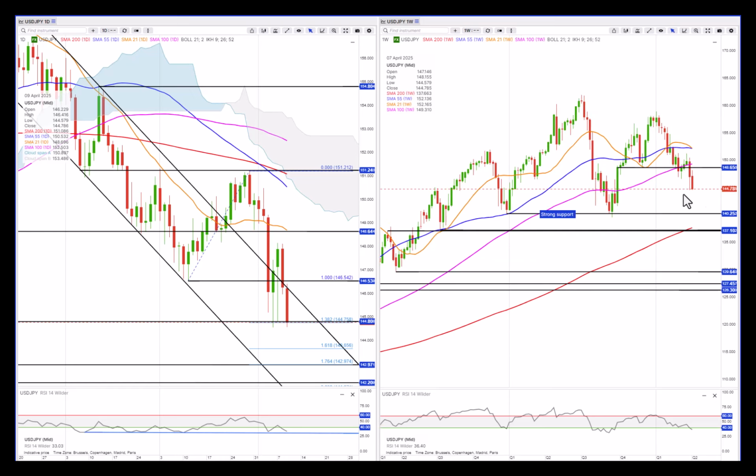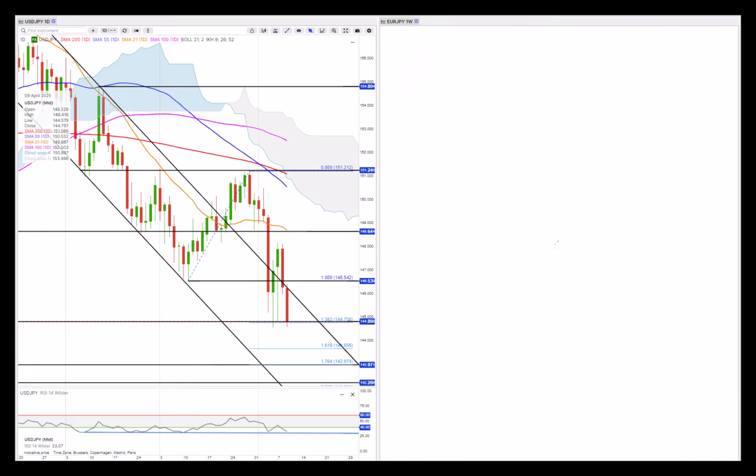We can see here on the weekly negative sentiment, bearish trend. There is medium-term potential down to around 140.25.